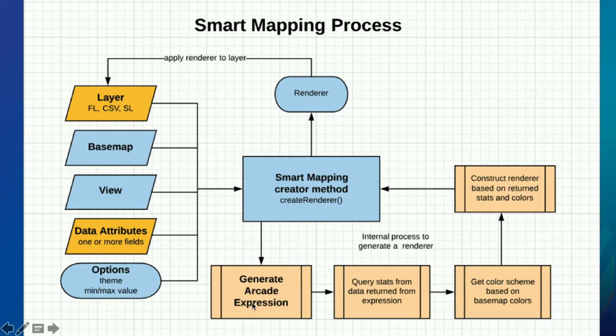I'll go into that in just a minute. But basically it'll query the statistics on the layer, get a color scheme based on the base map you provided, and then it will give you the renderer back. You just take that renderer and apply it to that input layer. So it's a pretty awesome concept, actually. You can do a whole lot of fun things with it. It's not just for authoring applications such as ArcGIS Online, but you can create some pretty cool data exploration applications using this.